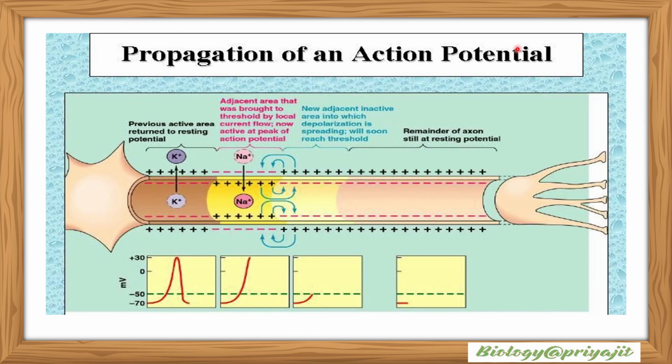This is the image showing propagation of action potential. It shows that the previous active area returned to resting potential and the adjacent area that was brought to threshold by local current flow is now active at the peak of action potential. The new adjacent inactive area into which depolarization is spreading will soon reach threshold. The remainder of the axon is still at resting membrane potential. So this is the process by which action potential propagates through the length of the axon.